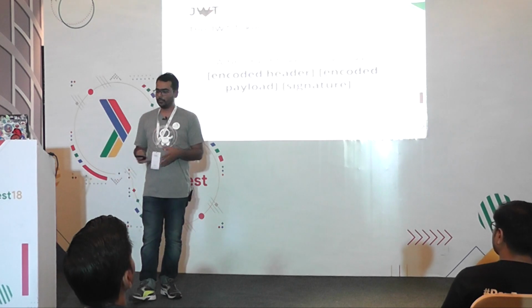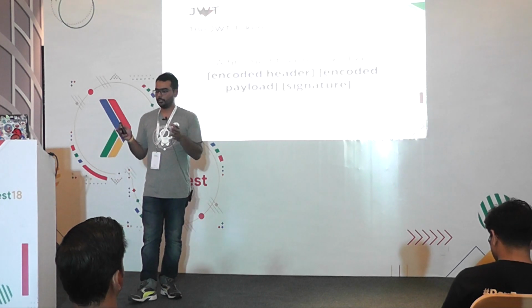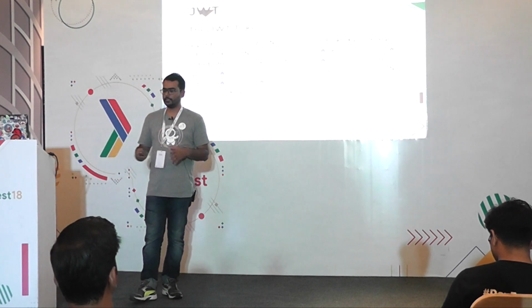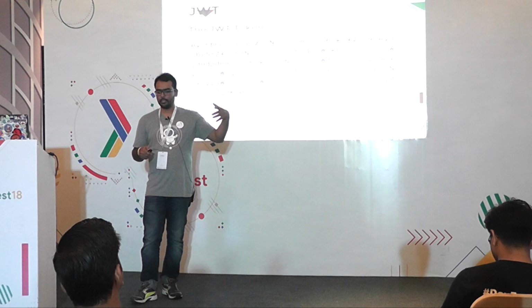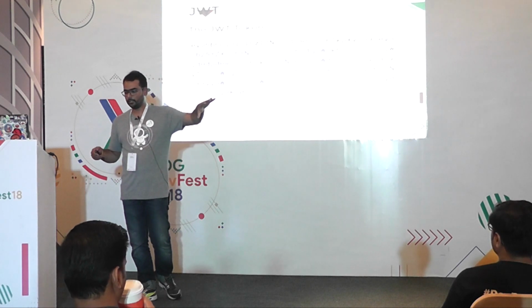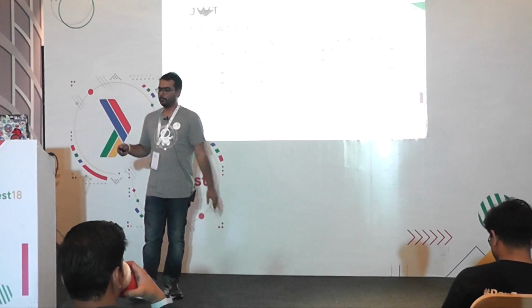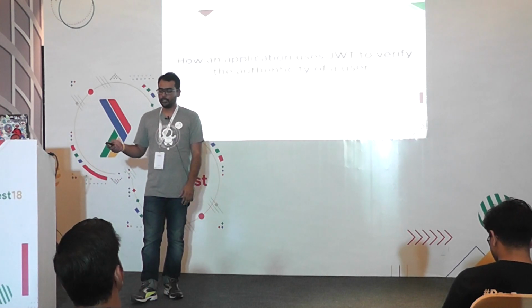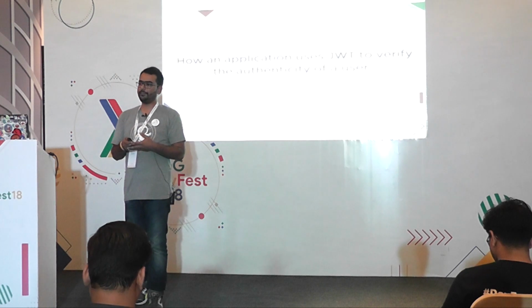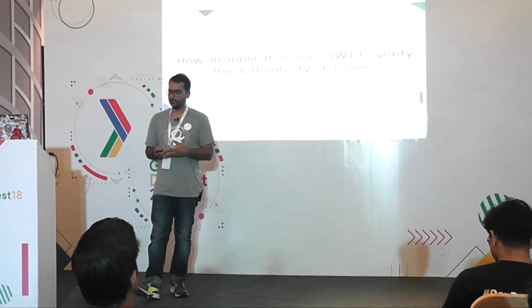So a finished token looks like encoded header dot encoded payload dot signature, which looks something like this. The red part is the encoded header, the payload is the purple and pink one, and the blue one is the signature.